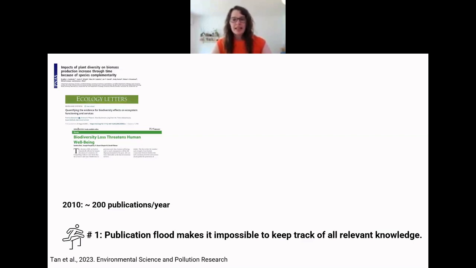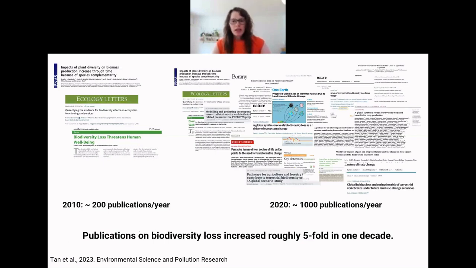So in 2010, there were roughly 200 scientific articles published annually on the topic of biodiversity loss alone. By 2020, this number increased to about 1,000 publications a year. This roughly 5-fold increase in the number of scientific articles published each year not only makes it hard for researchers to stay up to date in their field, it also renders the relevance of syntheses fleeting in the wake of these new findings.